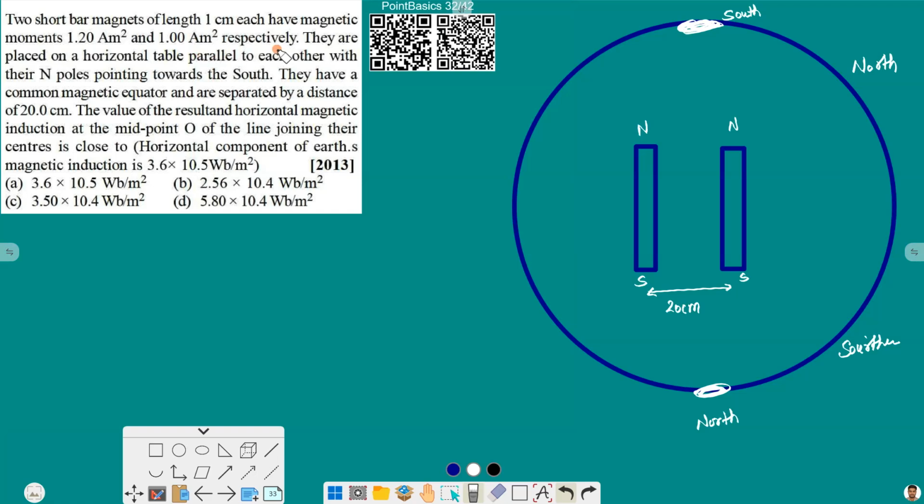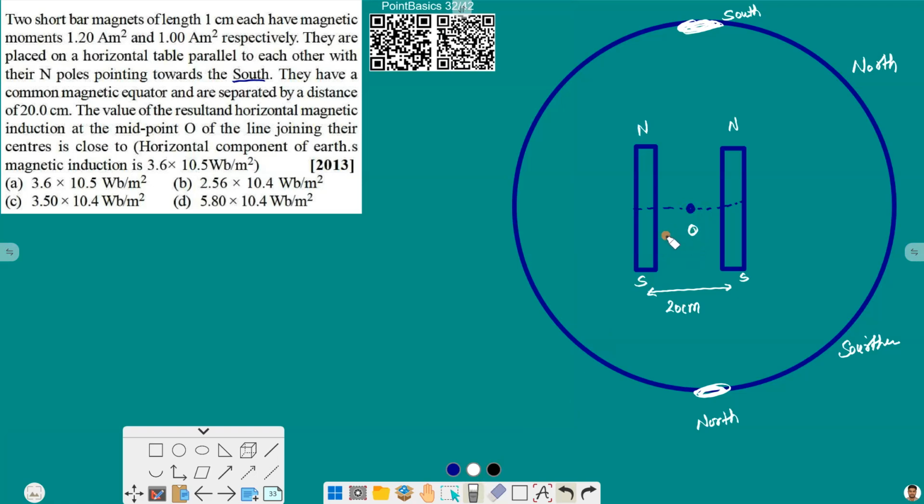And it is not clearly mentioned here that it should be the south pole of Earth. There is a difference between the south pole of Earth and the southern hemisphere of the Earth. So we will solve for both cases, whether they are pointing towards the south pole or towards the southern hemisphere. If their north poles are pointing toward the southern hemisphere, then the poles will get reversed. And we have to find the magnetic field at the midpoint joining their centers. So their centers, and we have to find the magnetic field at this point.